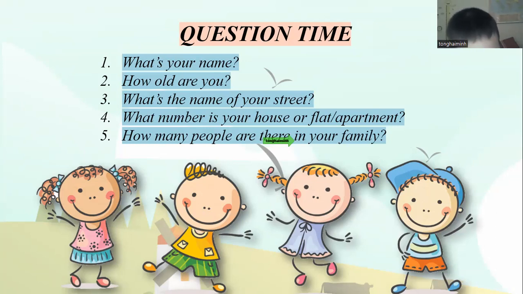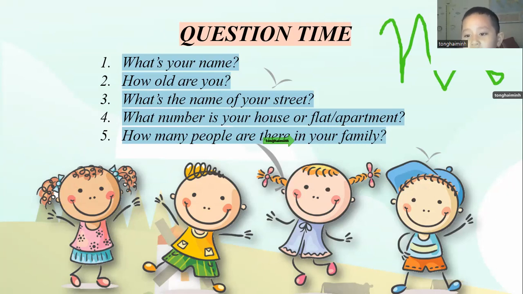Okay, so how many girls are there? Are you sure? There are two girls. Very good. What about the boys? How many boys can you see? It's four. Are you sure? It's two. Okay, you say there are two boys. Very good.